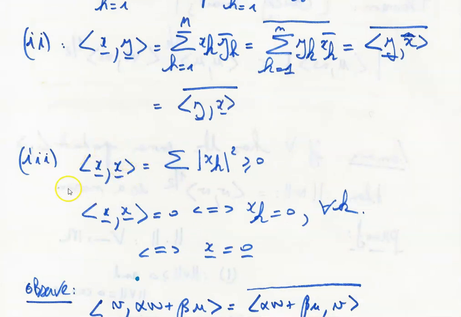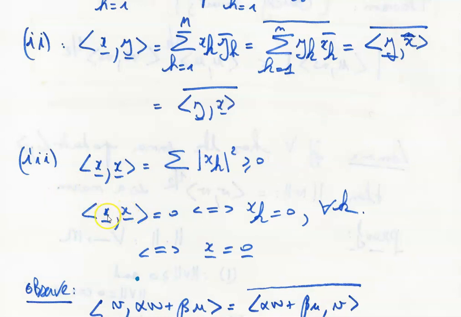So let's take the inner product of x with itself. The inner product between x and itself is nothing less than the sum of the absolute value of x_k squared, and of course, whatever number you take, the absolute value of a number squared is always positive. So the sum of positive numbers is always a positive number. So you just verified the first thing.